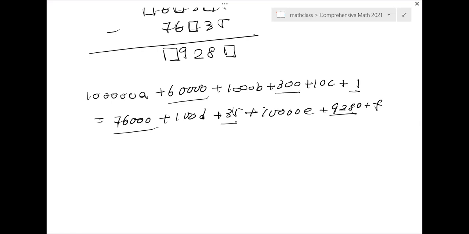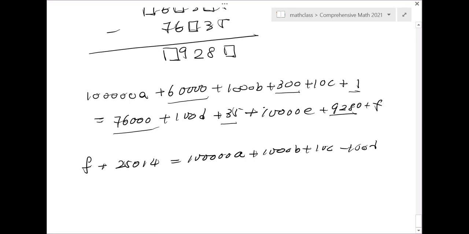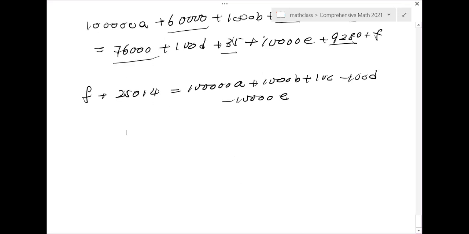Okay, and I'll keep F on the right hand side. I got 25014, and then I get 508 plus 1000D plus 10C minus 100D, I think, and minus 10,000E. Okay, so this is a kind of equation, and A, B, C, D, E are all digits.